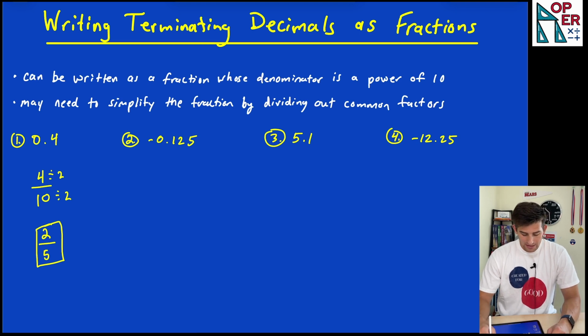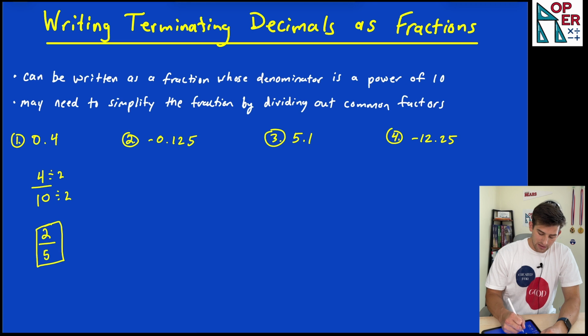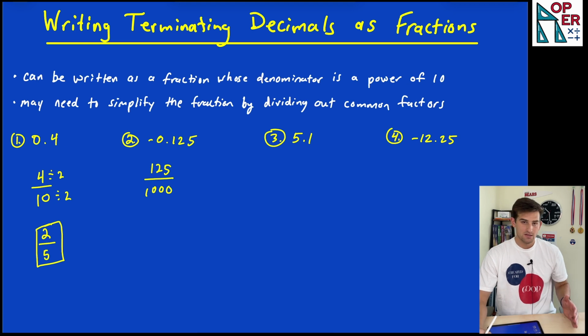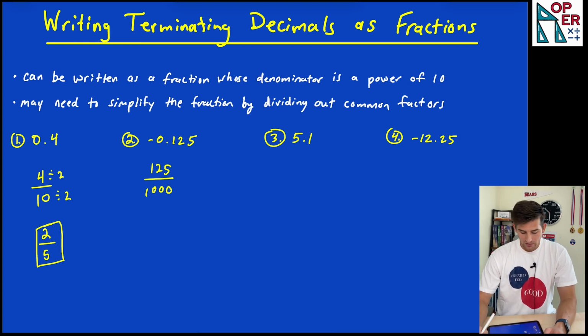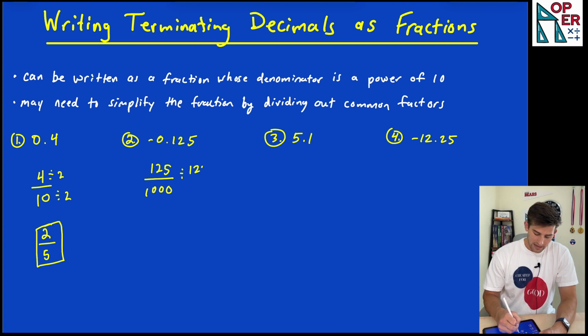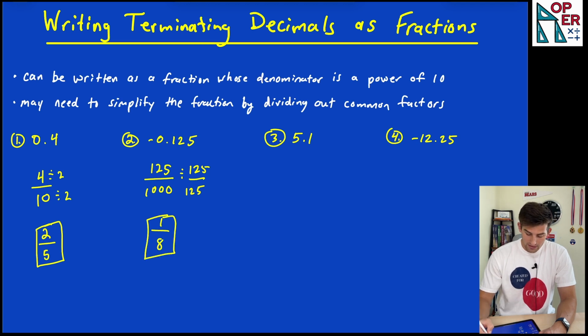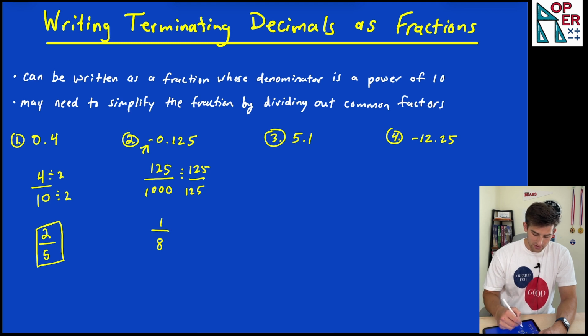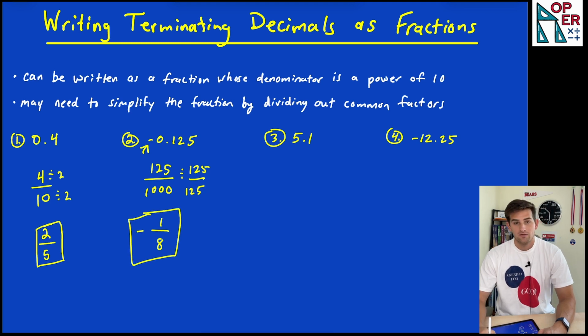All right, number two, negative 0.125. So we have a negative here. Let's just make sure that we make our fraction negative at the end. So 0.125 means that we would have 125 over 1,000 because we have the tenths, the hundredths, and the thousandths place here. So we have 125 over 1,000, and 125 happens to be a factor of both of those numbers, right? So 125 divided by itself would be 1, and 1,000 divided by 125 would be 8. So we have 1 over 8, but remember we had a negative sign here, so this would be negative 1 over 8 for number 2.